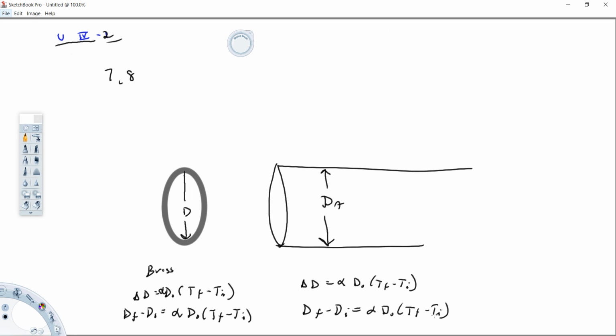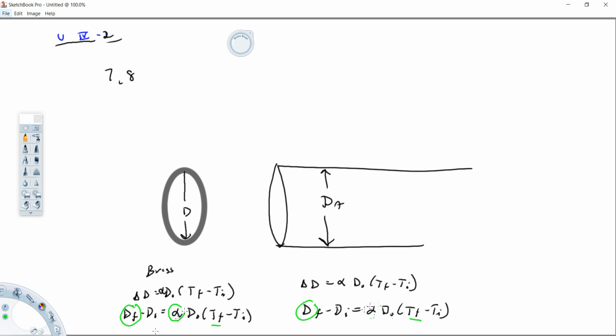All right, so solve both of these equations for this. Then you can set them equal to one another, and then you can solve for the final temperature. Now keep in mind that this coefficient of expansion is for the brass, and this is the original diameter for the brass. This coefficient is for the, I think it was aluminum.